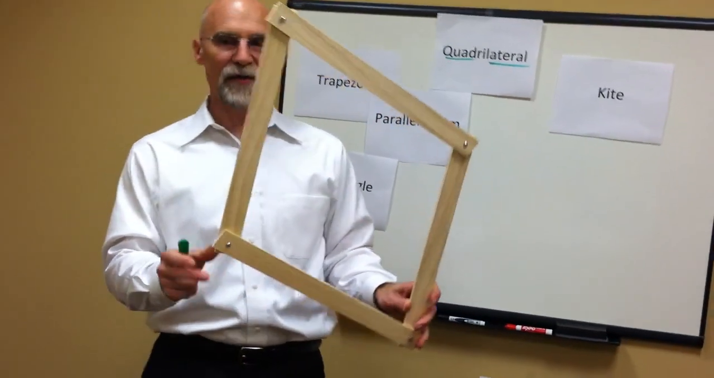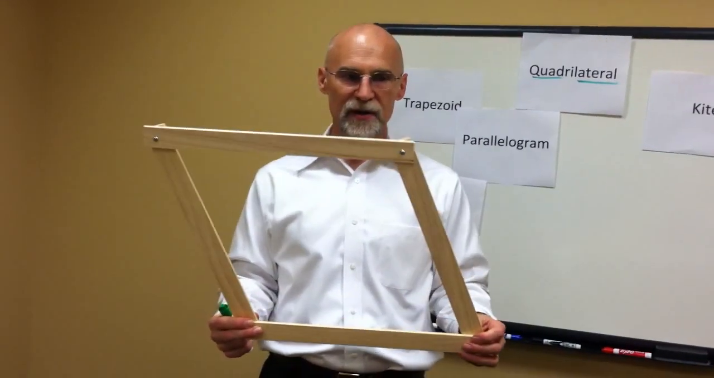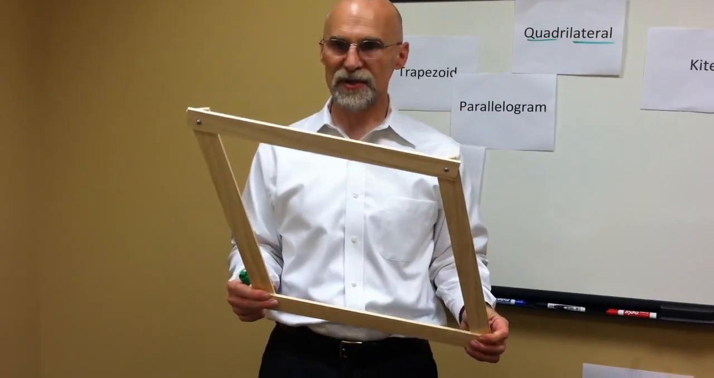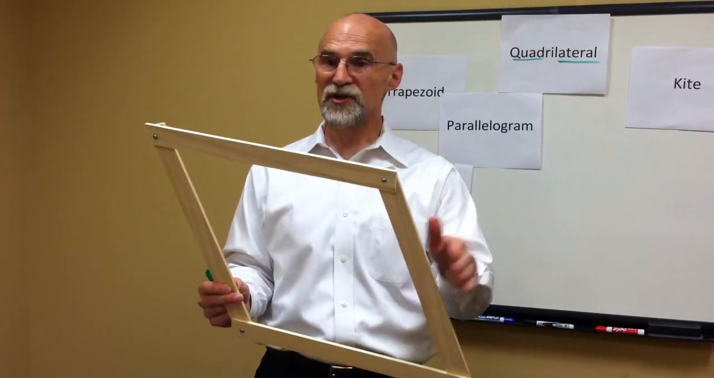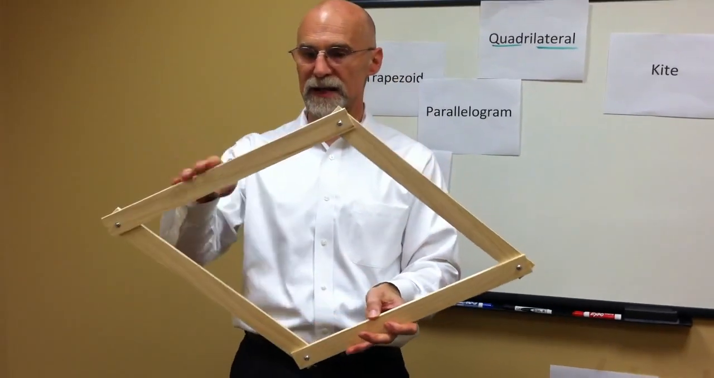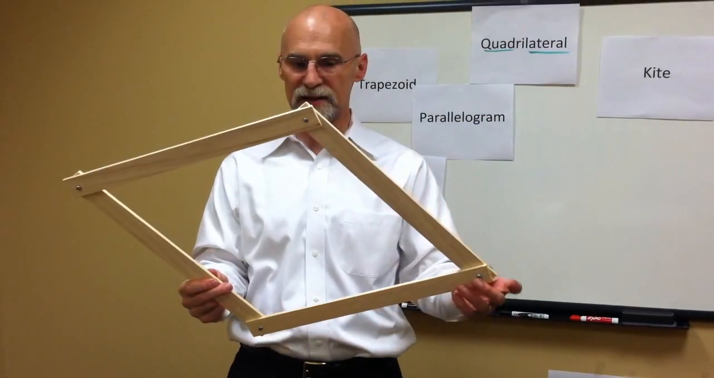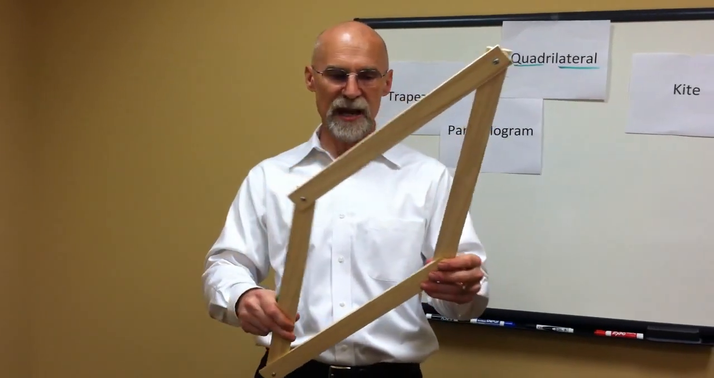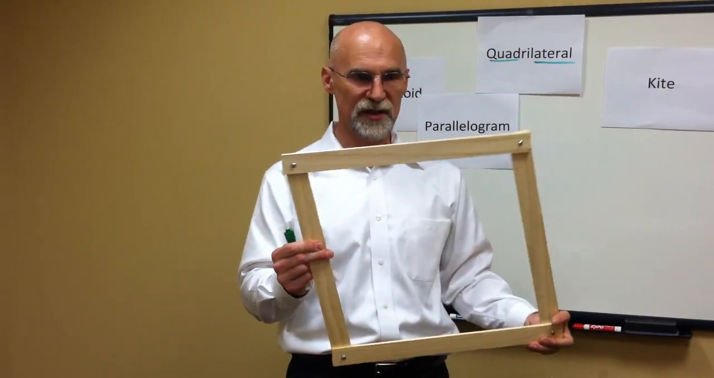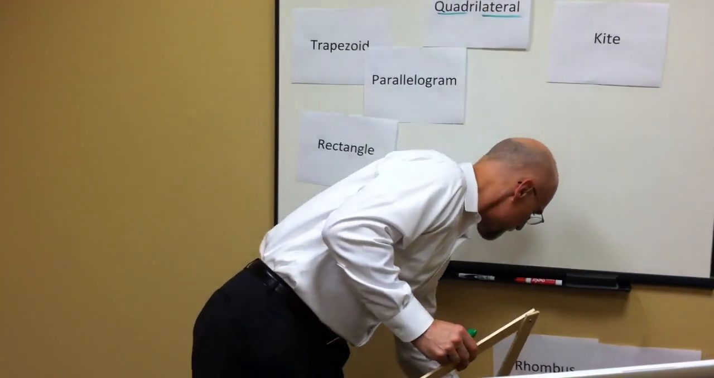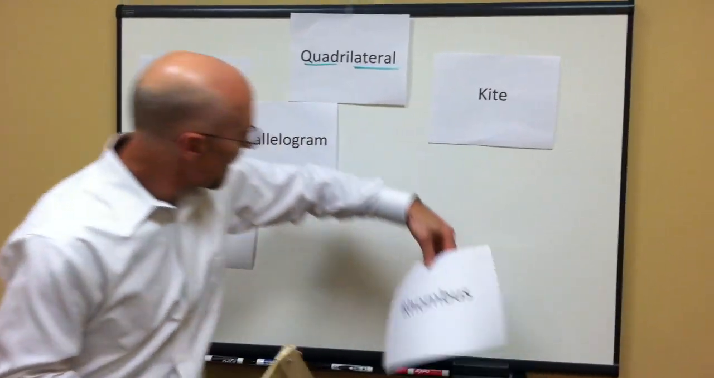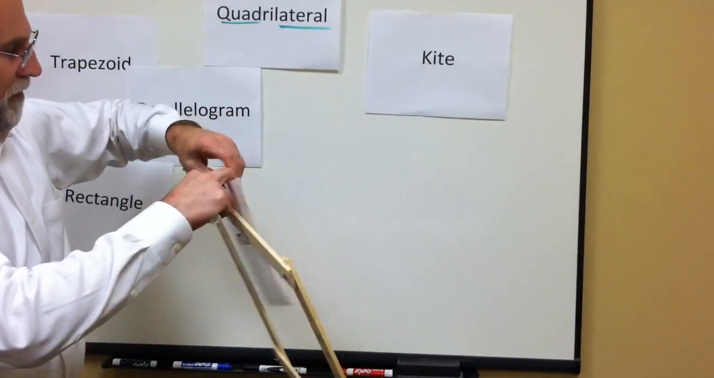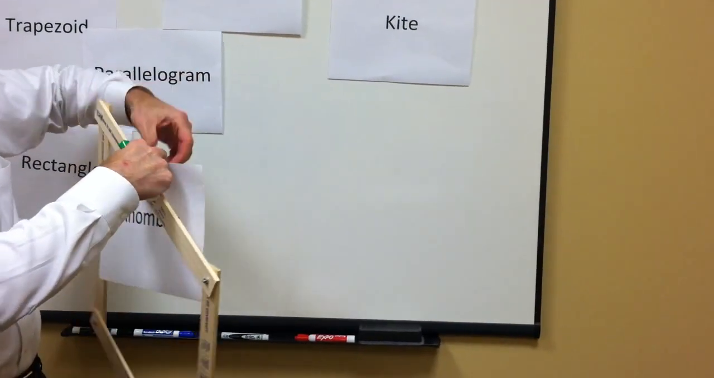The name of this in its current form here is most commonly a rhombus. And a rhombus is defined as a quadrilateral with four sides of equal length. Each of the sides is the same length, and so it will always have a shape roughly similar to this one. That forms our rhombus.